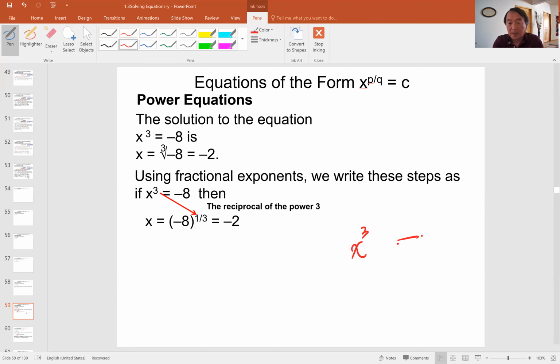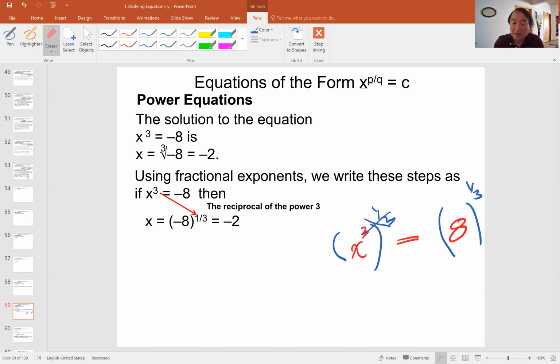Here's what happened. I have this problem. So what I will do is think of the reciprocal of 3, which is 1/3, and raise both sides to the power of 1/3. And 1/3 times 3 is 1. Therefore, the effect is that this side is going to have x to the first power.